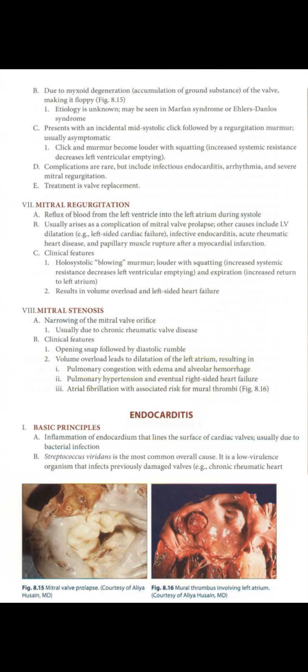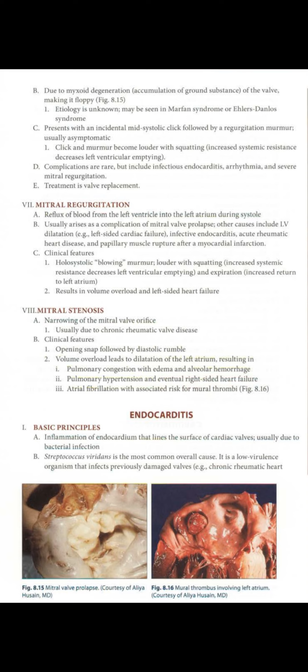Mitral stenosis, narrowing of the mitral valve orifice, usually due to chronic rheumatic valve disease. Clinical feature: opening snap followed by diastolic rumble. Volume overload leads to dilatation of the left atrium, resulting in pulmonary congestion with edema and alveolar hemorrhage, pulmonary hypertension, and eventual right-sided heart failure. Atrial fibrillation with associated risk for mural thrombi.